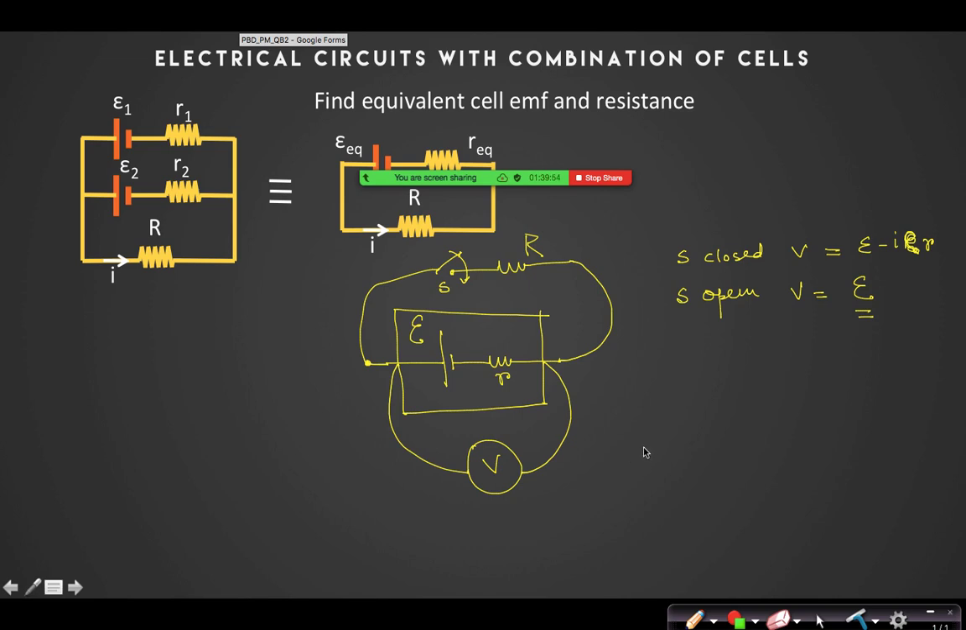So what I can say, if someone asks you what is the EMF of a cell, then you can definitely say that the EMF of a cell is the potential difference across the battery in an open circuit condition. Open circuit means the switch is open.